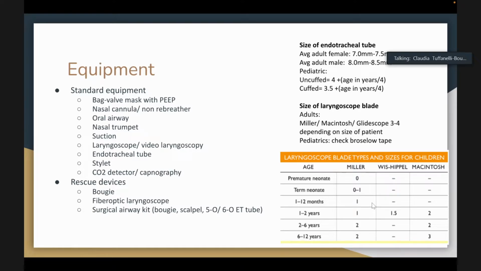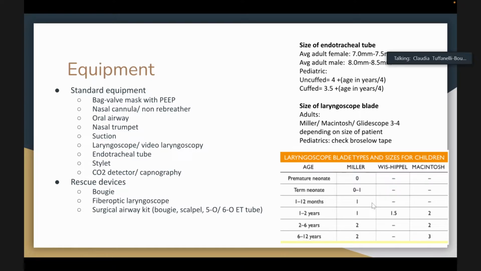Suction, if the patient has a GI bleed or is aspirating a lot, you may want 2 suctions, one on either side of the patient. You need your laryngoscope, so the actual device. There's 2 main ones, the Macintosh and the Miller. And it's really just preference. Unless it's a kid, I personally always use the Macintosh.